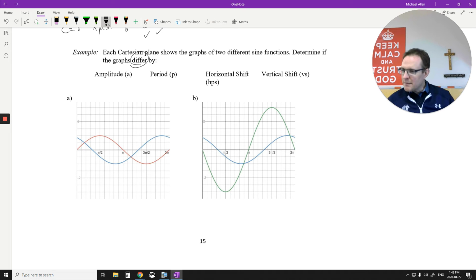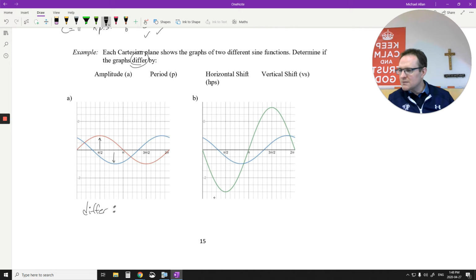So do they have the same amplitude? So look at this graph here. It's going down by 1, up by 1. So these two graphs, yeah, they have the same amplitude. So I'm just looking for what they differ by. They differ by, not by the amplitude. The amplitude is the same. The periods look pretty much the same.